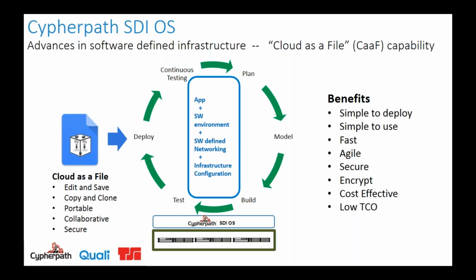You can copy and clone them. This capability is very helpful when customers want to replicate the same workload environment in the same location or a different location. This is also used to port workload environments to other locations. It can also be used to share workload environments with collaborators. Each CAF is secure. It can also be further encrypted by the customer.